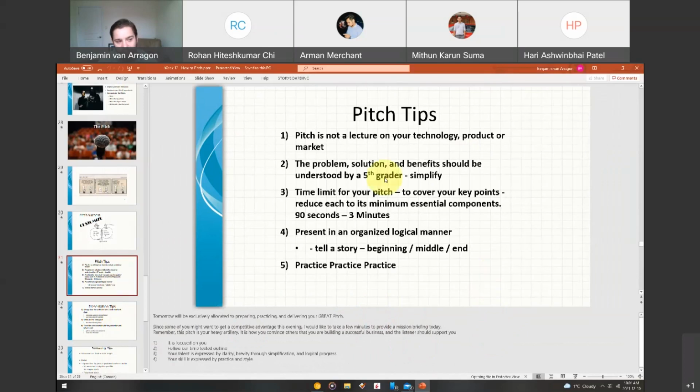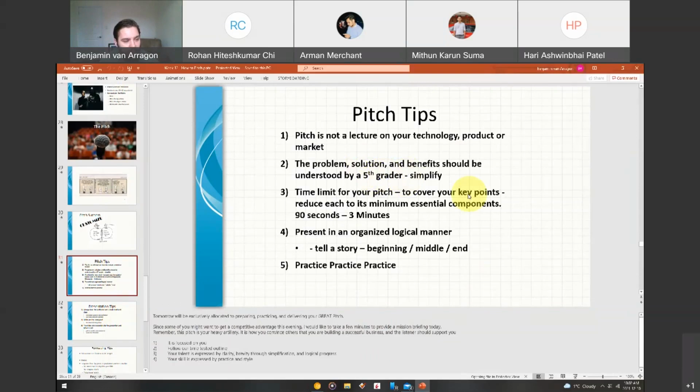It should be able to be understood by a fifth grader, right? It should be that simple that you can say, hey, potatoes are bad for you. We have something that's made from potatoes, but we took all the bad stuff out. So it should be able to be understood by a kid. You don't want to make it too complicated.